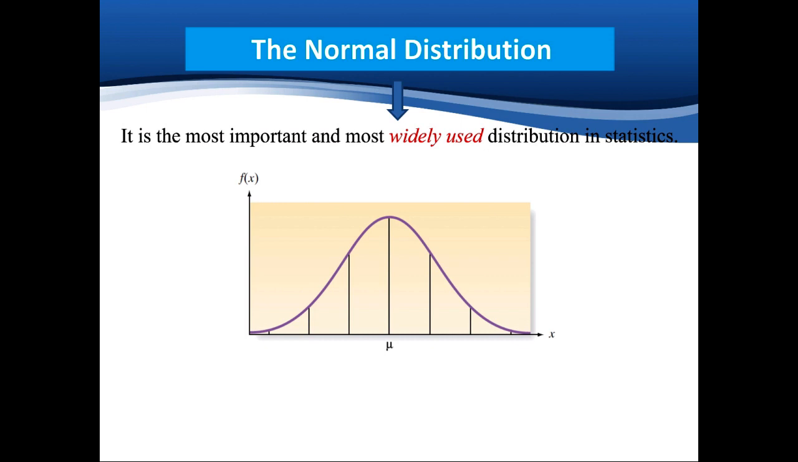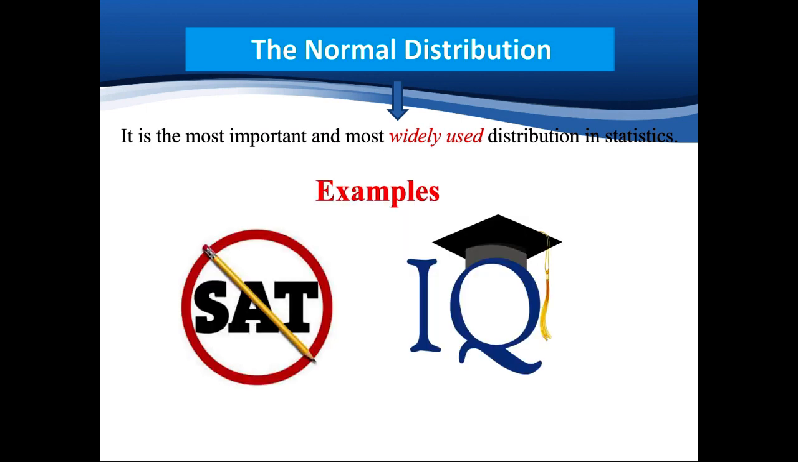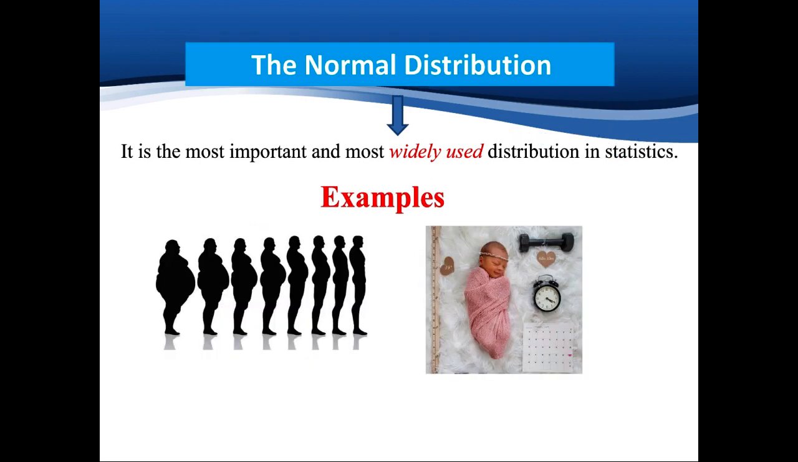One of the most commonly observed continuous random variables has a bell-shaped probability distribution called a normal distribution. The normal distribution plays a very important role in the science of statistical inference. For example, SAT test scores or IQ test scores in a school will approximately follow normal distributions. Adults' weight or newborn babies' weight will also approximately follow normal distributions.